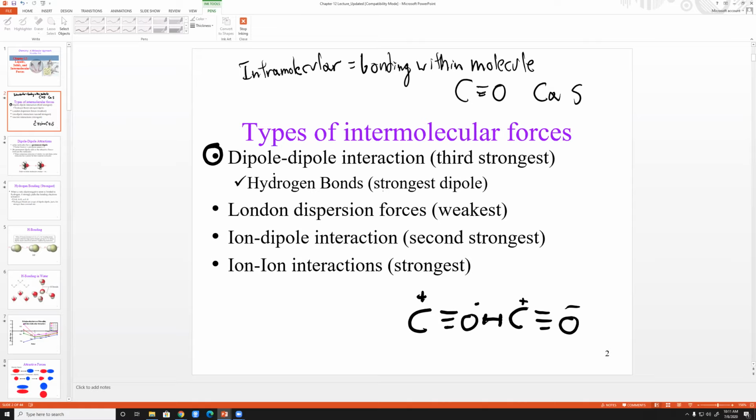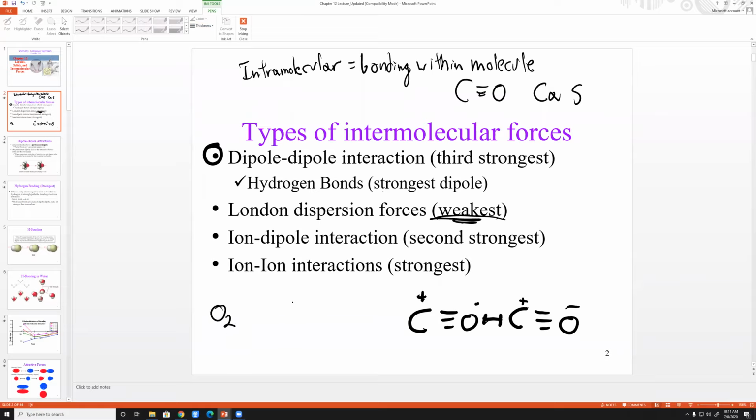But so London dispersion forces are the weakest. This one is represented by when non-polar molecules interact with each other. And you can think, oh, wait, don't non-polar molecules not interact with each other? Well, they might for a little bit. That's why these are the weakest interactions. They're very weak.